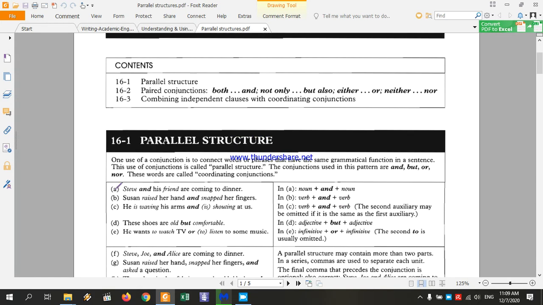For example, let's take a look at example A. Steve and his friends are coming to dinner. Here we were using and to combine two subjects into one compound subject. Steve is a noun and his friend is a noun as well. So in this combination we have noun and noun.